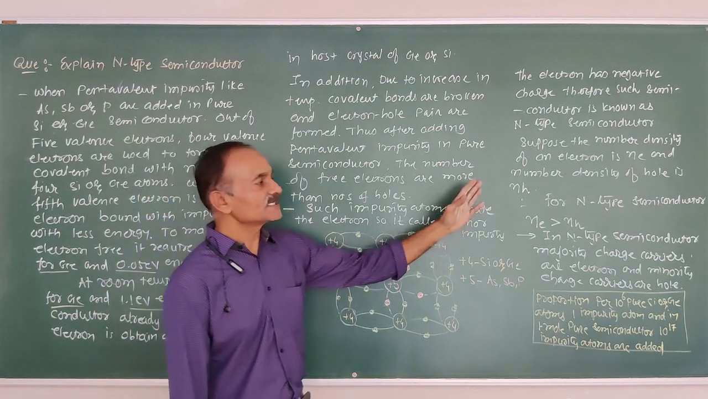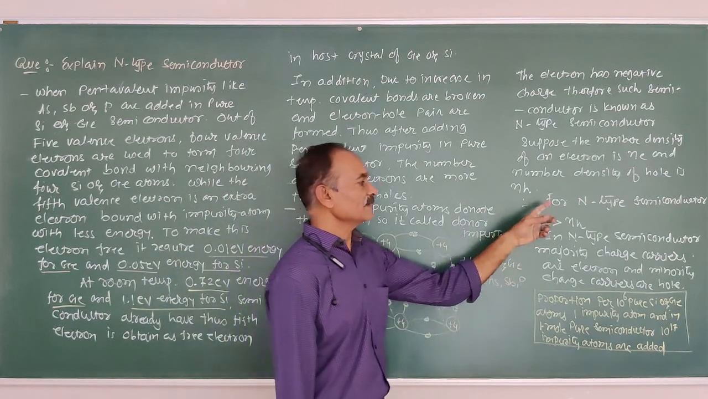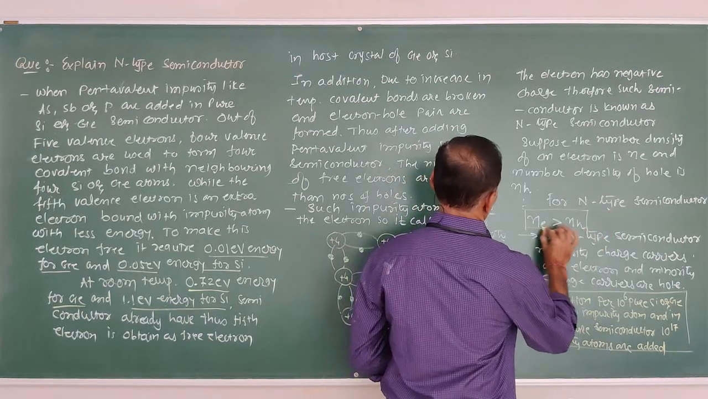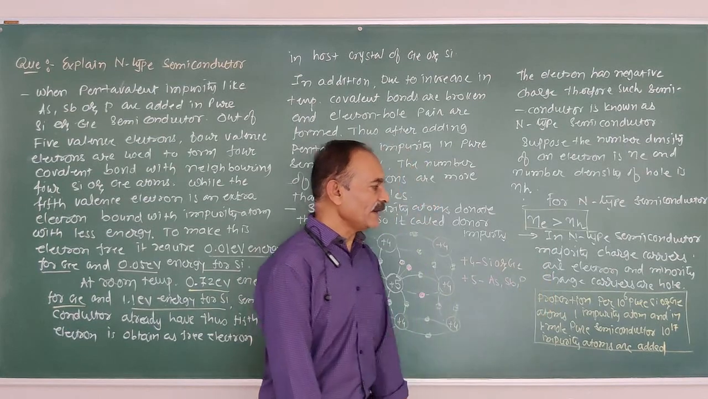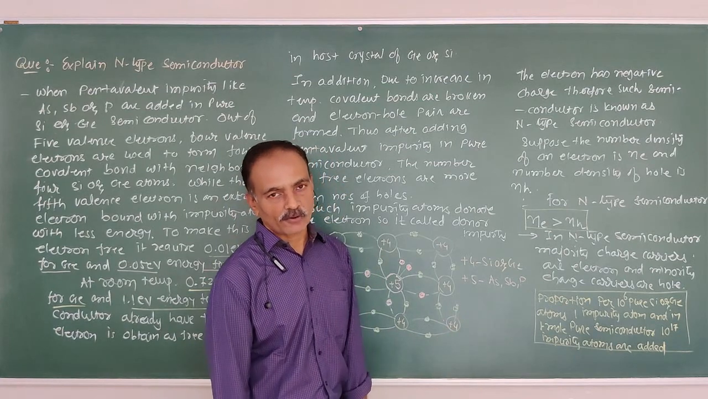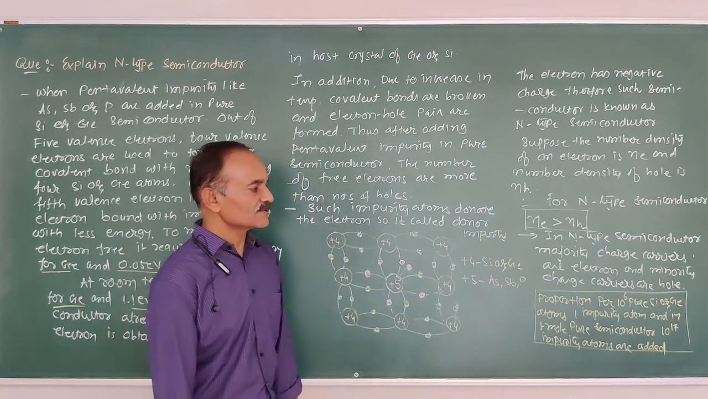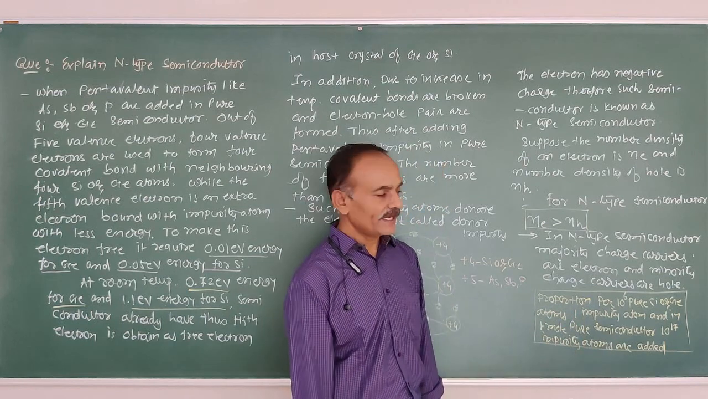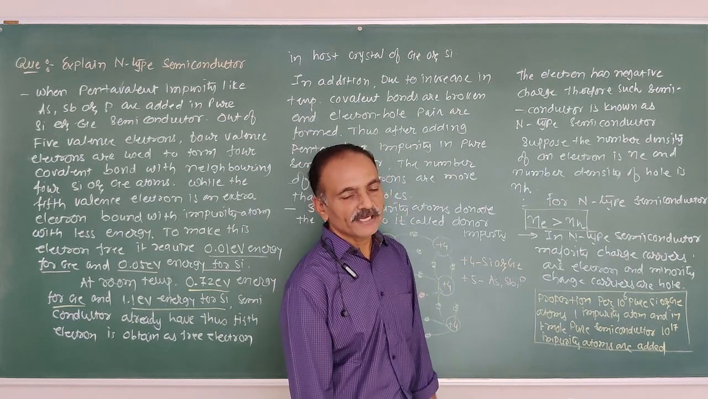Suppose the number density of the electron is Ne and the number density of the hole is Nh. For N-type semiconductor, Ne is greater than Nh. In N-type semiconductor, the majority charge carriers are electrons and the minority charge carriers are holes. What is the proportion of impurity atoms? Per 10⁶ pure silicon or germanium atoms, 1 impurity atom is added, and in 1 mole of pure semiconductor, 10⁻¹⁷ impurity atoms are added.